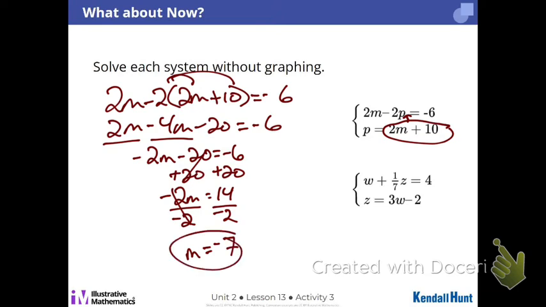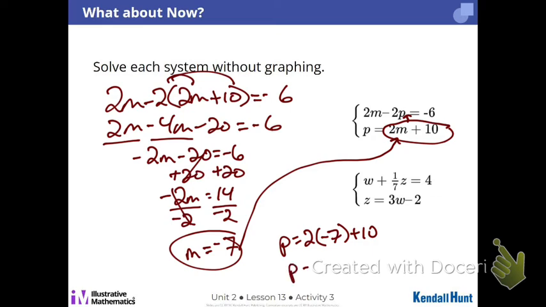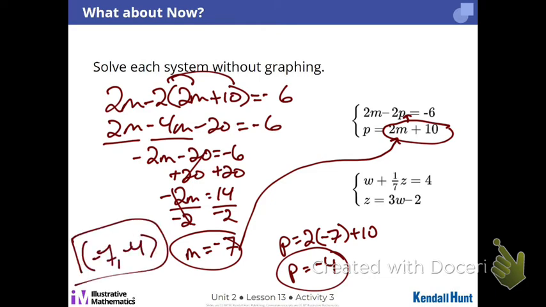It's only half my answer though. Once I know m, I need to find p. It can go into either equation. I think this one looks a little easier. You guys see why? Because I don't have to move anything around. I can just plug it in. So -14 plus 10 is -4. So -7, -4 would be where those 2 lines are both true. 2 constraints, just like yesterday. Remember, we needed $15 and 2 pounds, 2 constraints.